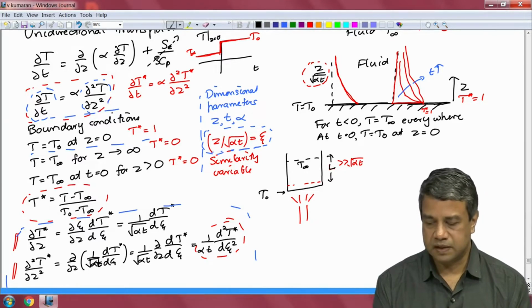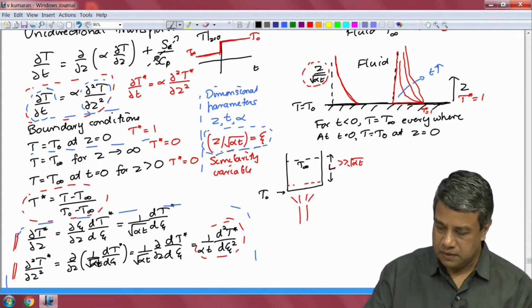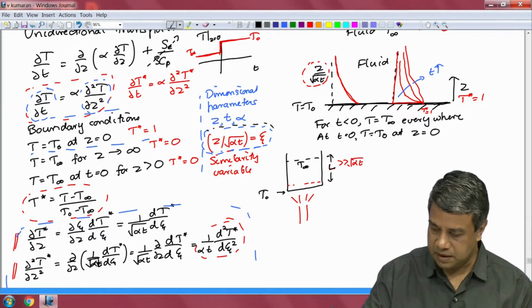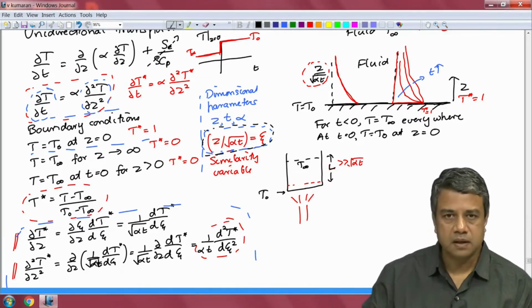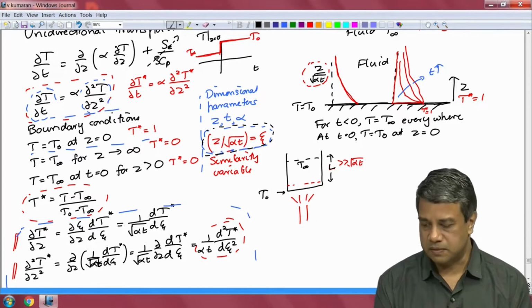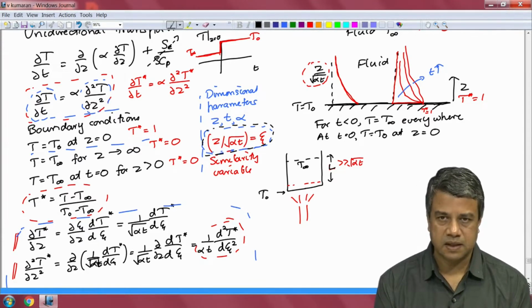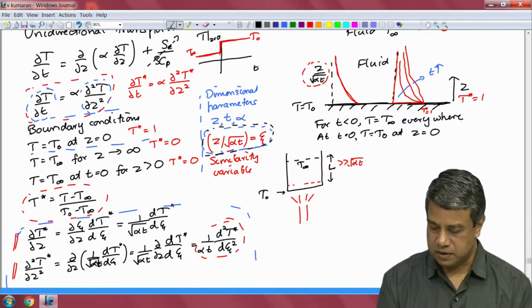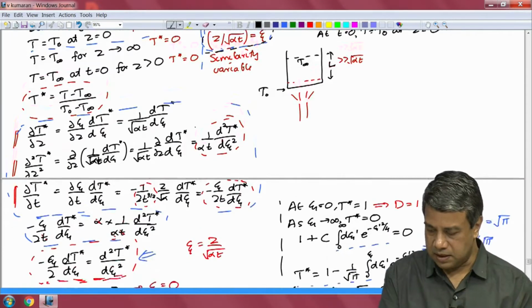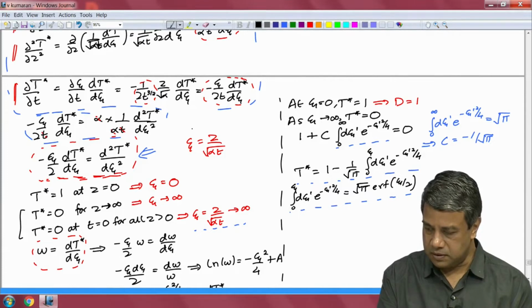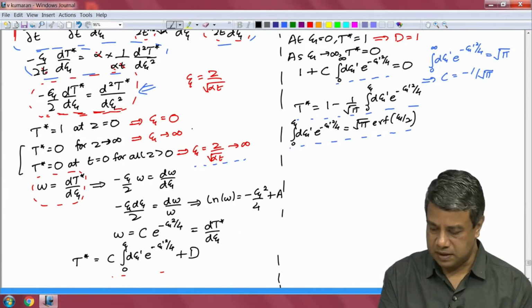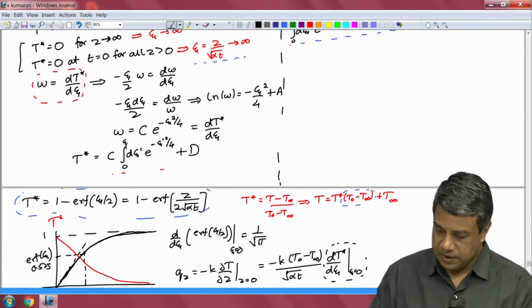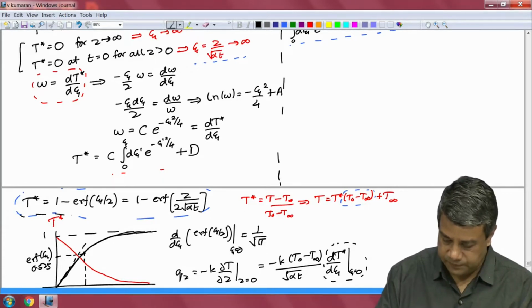Since we do not have a length scale in this medium, we obtained a similarity transform. The only variable that we could get was z by root of alpha t, that is a similarity variable. And using that similarity variable, we had obtained a solution which was an error function. The solution for the scaled temperature was an error function of this type.